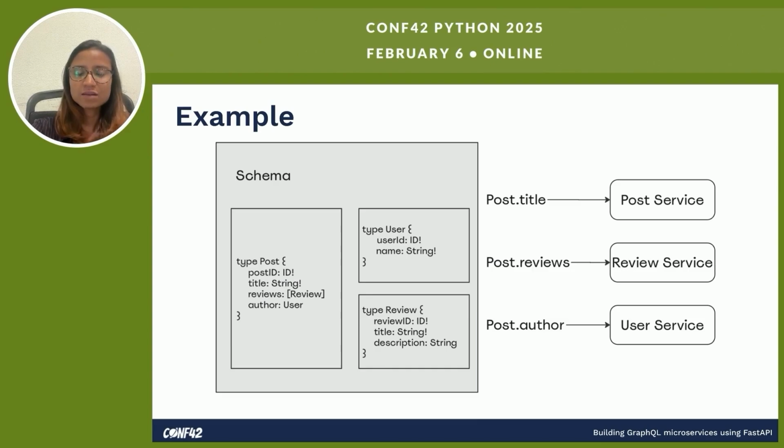So, now let's see an example for GraphQL Federation. We could see a schema here and three services: post service, review service, and user service. In the schema of type post, we have title, which belongs to the post service. Reviews belong to another service called review service, and author belongs to another service called user service. So this is exactly how GraphQL Federation works. That is, we don't need to duplicate data or write extra logic to stitch them together. Each service defines only what it owns, and the federation layer automatically resolves everything.